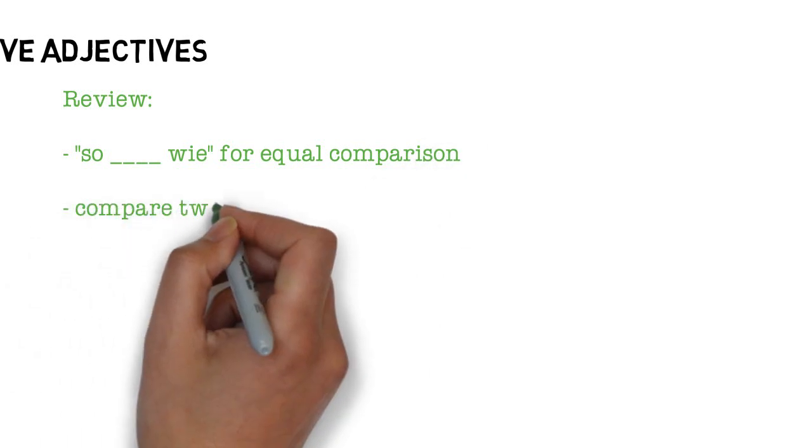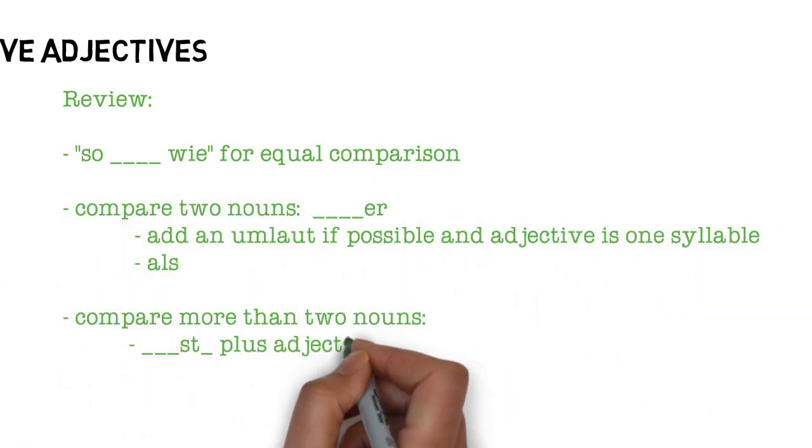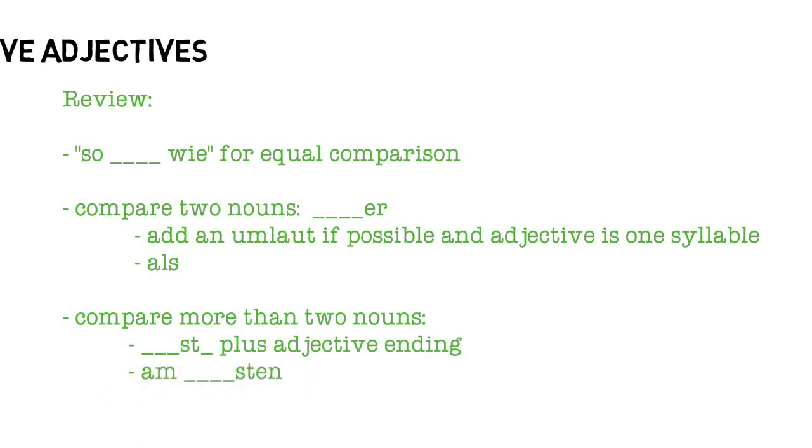Let's review. When making equal comparisons, use the phrase so blank wie. When comparing two nouns, create a comparative form by adding er to the end of the adjective. If it's one syllable and can add an umlaut, you probably should add an umlaut. And then you use the phrase als to compare things. When comparing more than two nouns, create superlative forms by adding st to the end of the adjective. You may need the phrase am blanksten.